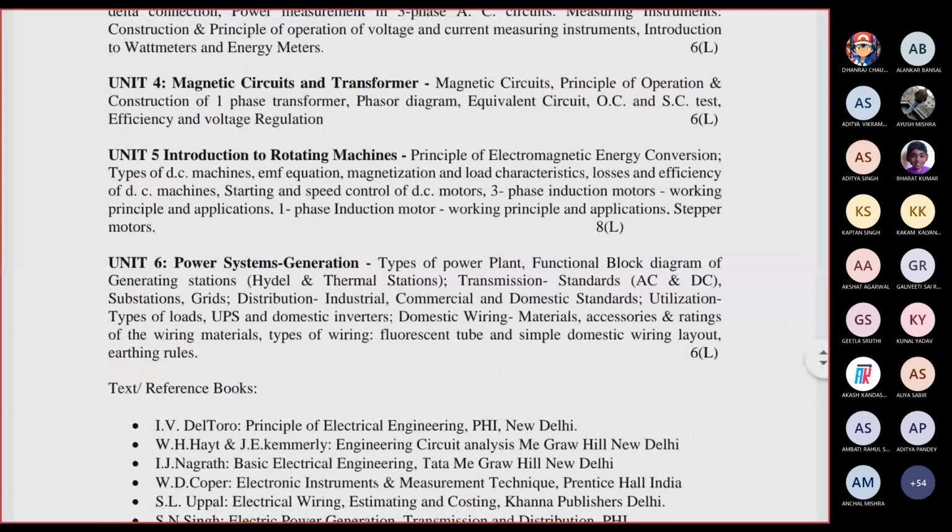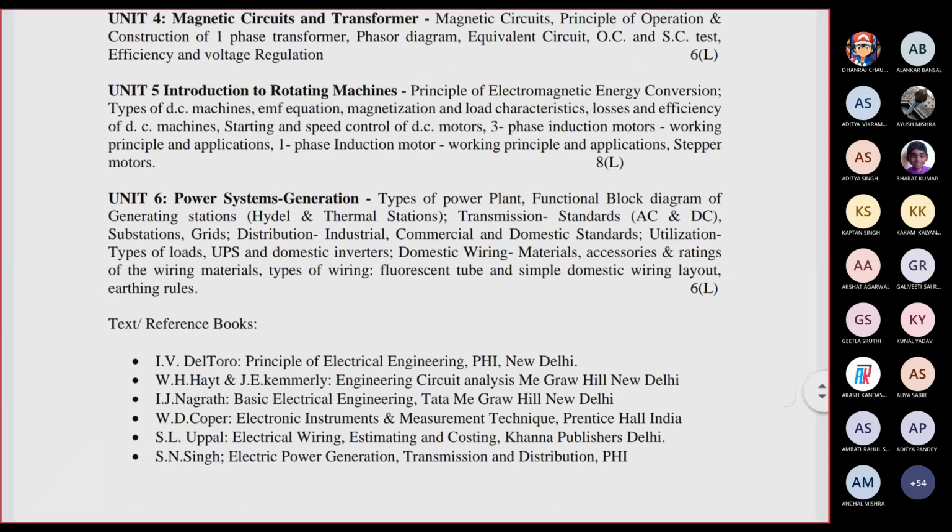So in this unit, we will talk about the different types of power plants, whether it is a hydro power plant or thermal power plant or nuclear power plant. Just a brief description of each and every type of power plant. Then what are the different standards for transmission and distribution of electrical power? You should know that electricity is generated in different types of power plants. So suppose, for example, we have a thermal power station. In the thermal power station, the electricity is being generated.